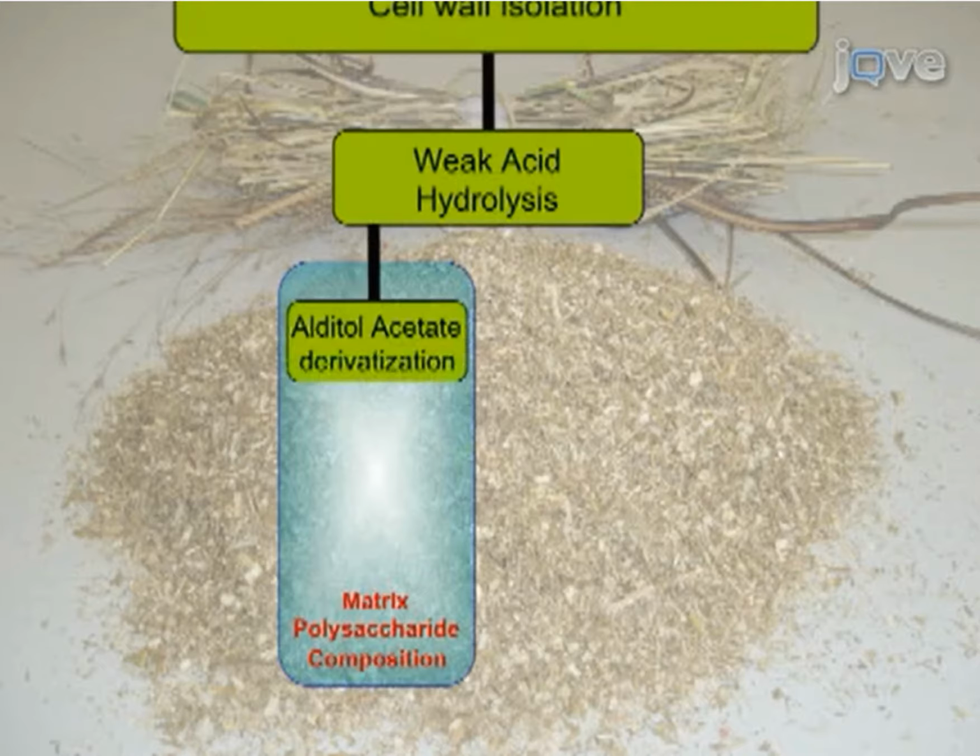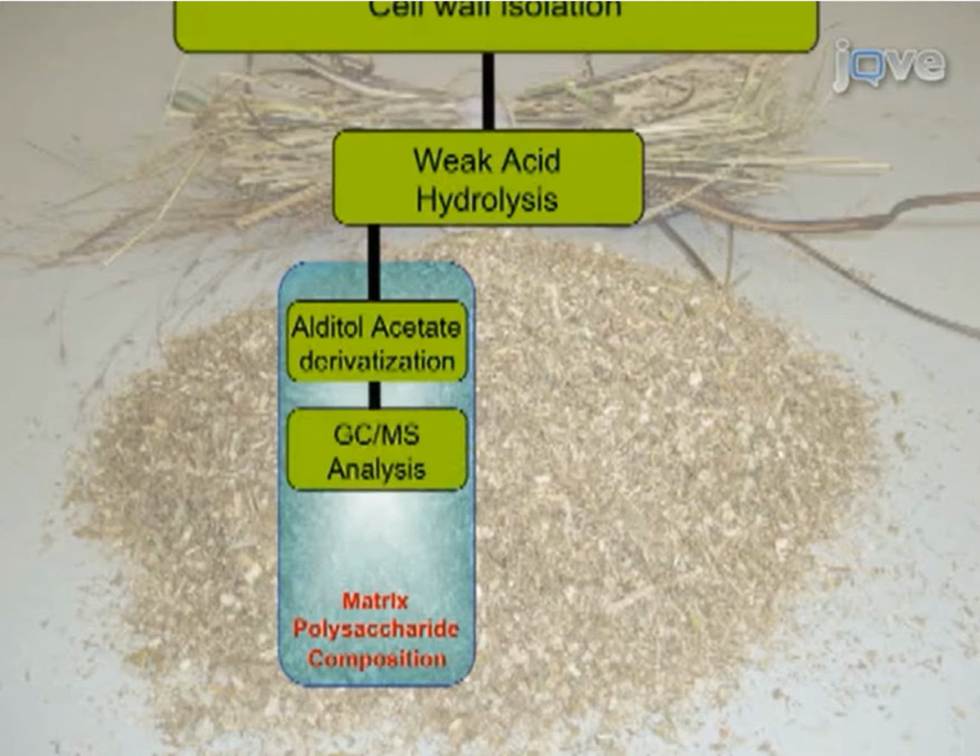The monosaccharides are then derivatized into their corresponding volatile alditol acetates, which are then analyzed and quantified by gas chromatography coupled to a mass spectrometer.